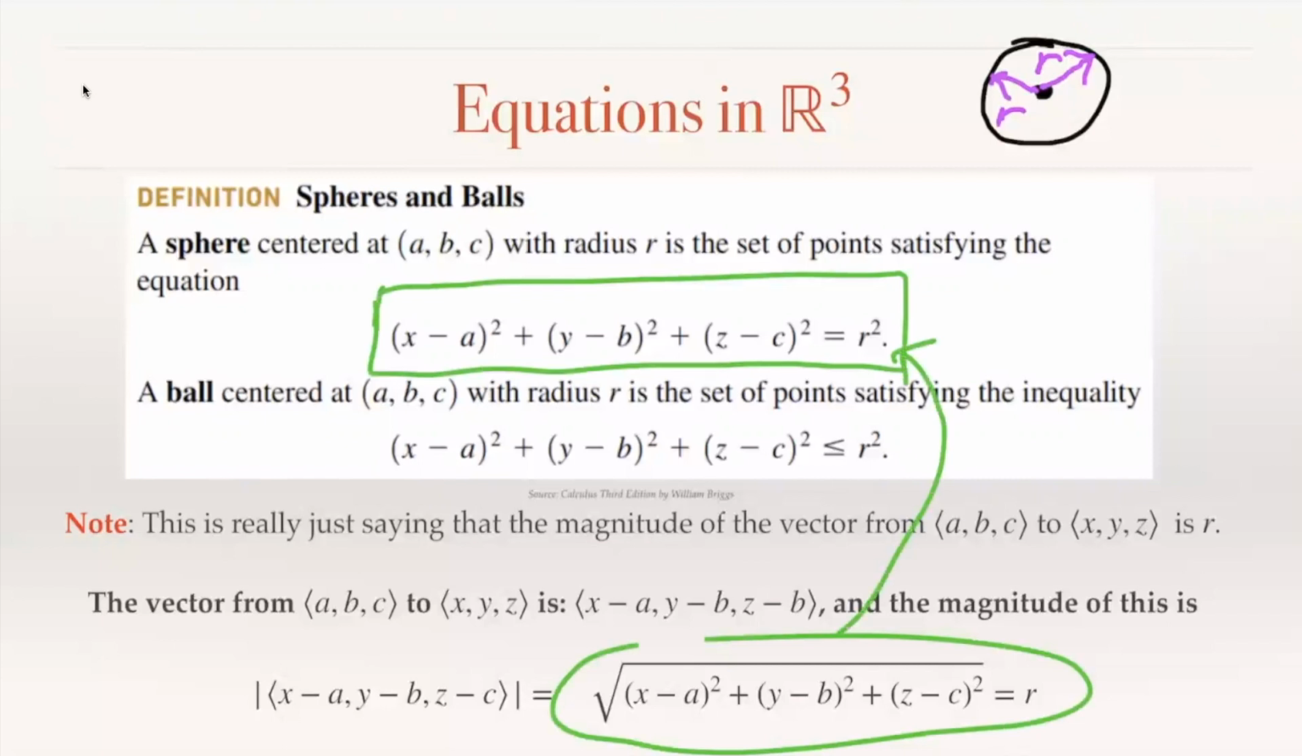And a ball just means a filled-in sphere, so the set of all points on the sphere itself and everything inside of it. And that means that the magnitude of a point from the center is less than or equal to r, and then squaring both sides, that's less than or equal to r squared.